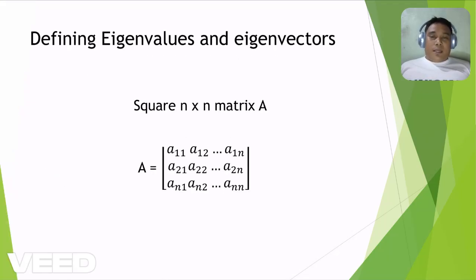Defining eigenvalues and eigenvectors. Here we have a square n times n matrix A, where A equals A sub 1,1, A sub 1,2 to A sub 1,n. The next row is A sub 2,1, A sub 2,2 to A sub 2,n. The third row is A sub n,1, A sub n,2, and A sub n,n. So this is the matrix in ordinary form.